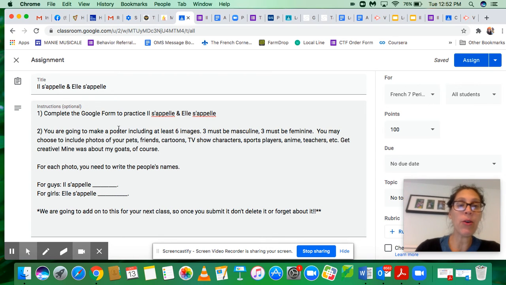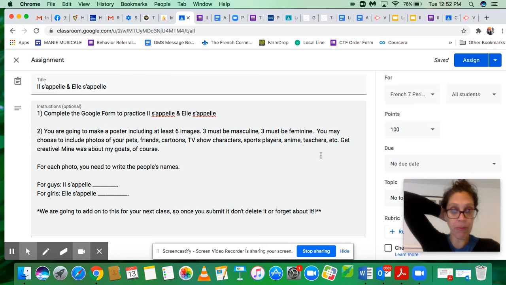You're going to make a little poster with 6 pictures of people or animals. 3 must be boys and 3 must be girls. You may choose to include photos of your pets, friends, cartoons, TV show characters, sports players, anime, teachers, etc. Get creative. You should include pictures of things that you're interested in. It makes it way more fun when you're working on projects like this.